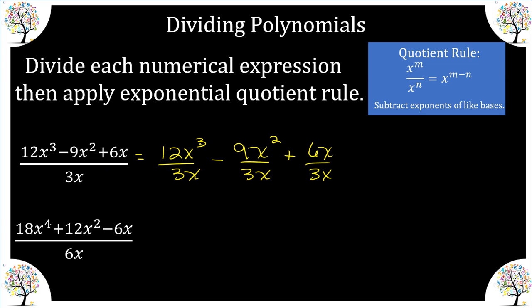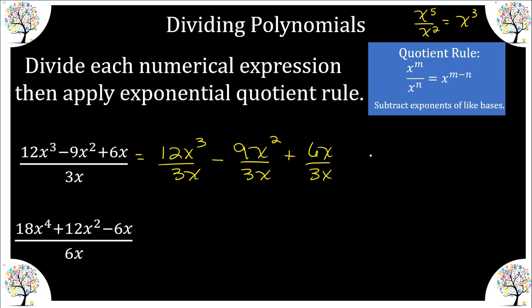Now we're going to divide, but we have to apply the quotient rule. So let's refresh our memory with the quotient rule. When dividing like powers, you subtract exponents. So if we have x to the fifth over x to the second, we have x to the third because we subtract 5 minus 2. So let's evaluate each of these terms.